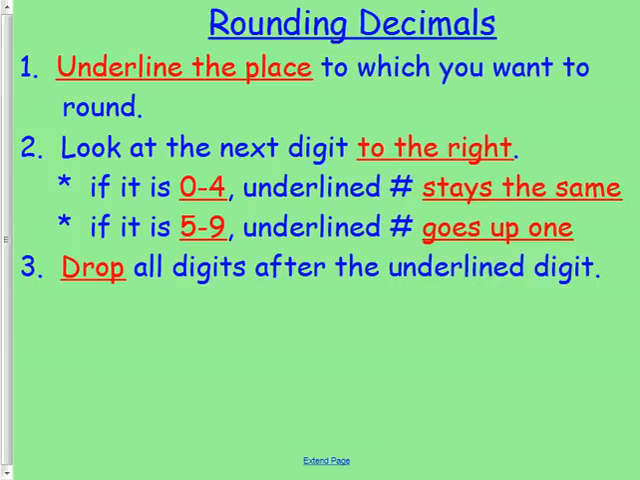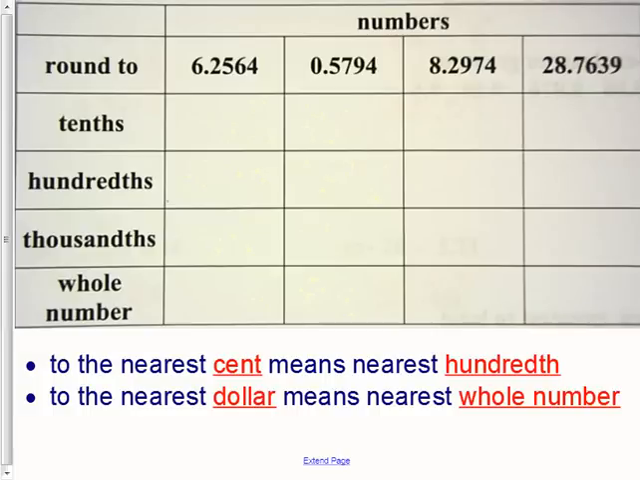So let's look at some examples. Looking at our chart, we're going to take this number 6 and 2,564 10,000ths, and we're going to round it to the nearest tenth, then to the nearest hundredth, then to the nearest thousandth, then to the nearest whole number. If we want to round to the nearest tenth, we can see that the 2 is in the tenths spot, and I know that because if I use our decimal trick, the 2 is above the 0. So 6 and 2 tenths, is it going to stay that, or is it going to go up to 6 and 3 tenths?